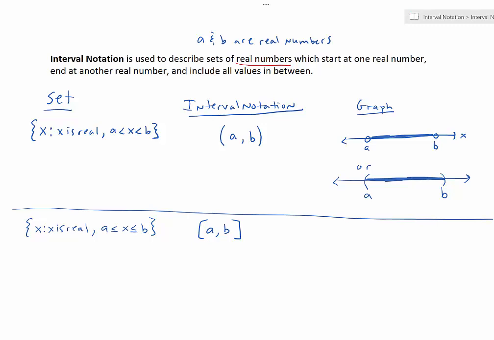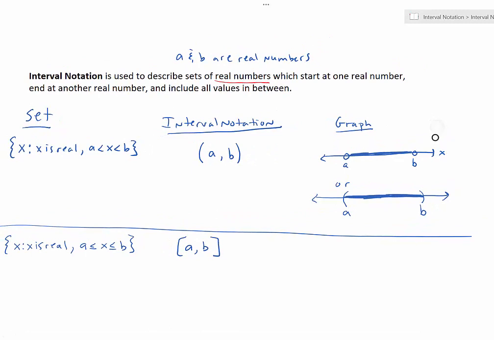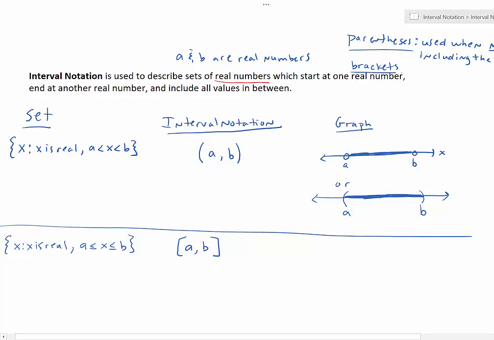So up here at the top right, we're just going to write a little note. Parentheses are used when not including the endpoints. And then we use brackets. These are used when including the endpoints. And that's a big part of the notation in general.